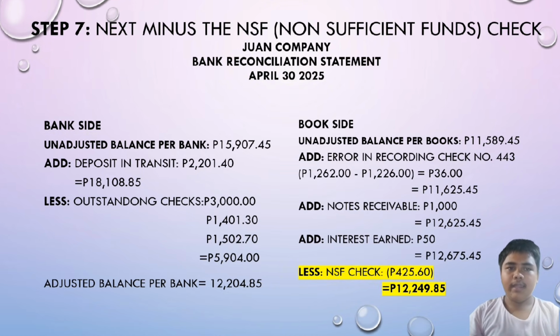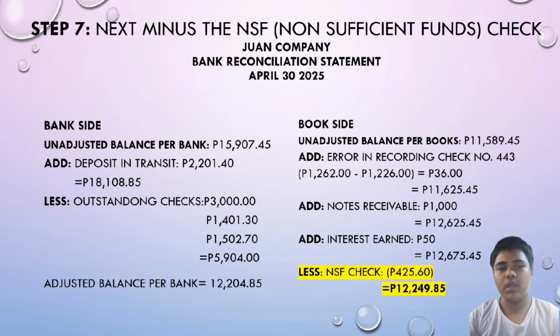Step 7. Next, minus the NSF, as mentioned before, non-sufficient funds, NSF check. You already added your interest earned, so it is equal to 12,675 pesos and 45 cents. Now you have to minus the NSF check, which is 425 pesos and 60 cents. So 12,675 pesos and 45 cents minus 425 pesos and 60 cents is equal to 12,249 pesos and 85 cents.